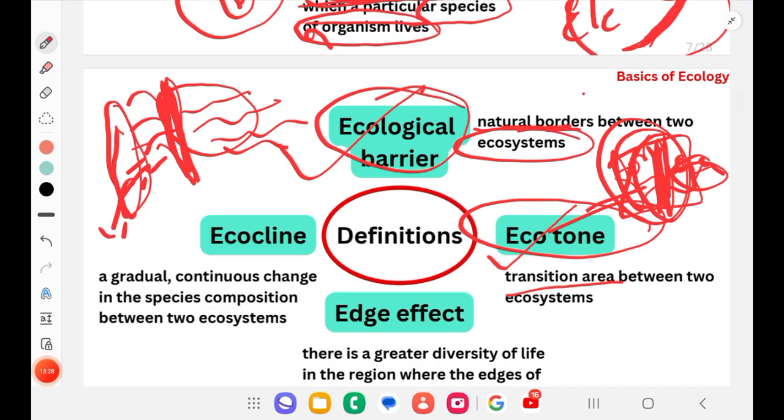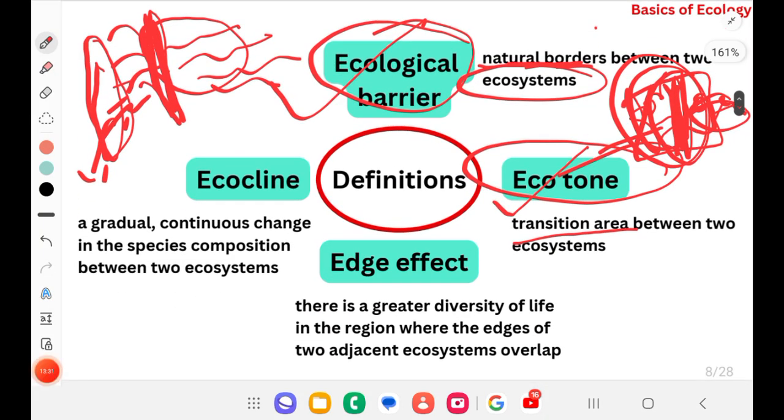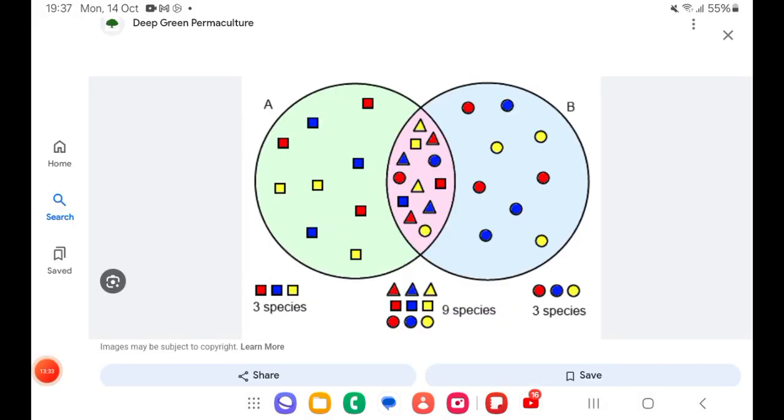Then we have a concept of edge effect. See, it's all about the diversity. If you consider A as the forest ecosystem and B as the grassland ecosystem, the adjacent areas, if you observe, the transition zone will have more diverse organisms or species. This count will be more comparatively to an individual ecosystem. That is said to be edge effect.